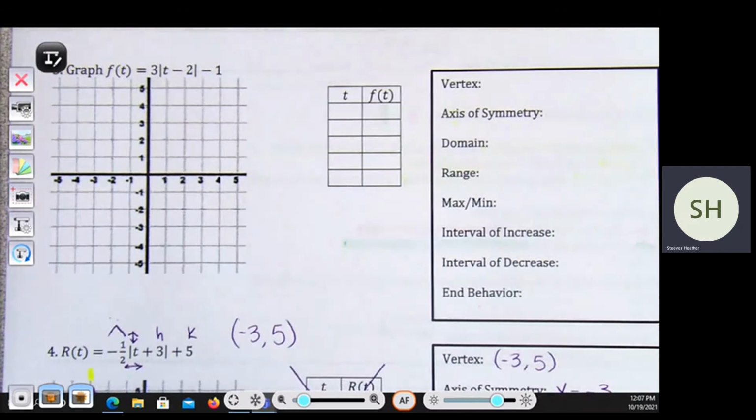Let's see. The axis of symmetry is x, right? It's the x value in the vertex, yes. The domain. The only thing I'm having trouble with is increase and decrease, but I think I got that one. That's correct. Oh my god, look at you guys. You're getting it right. You guys are like big kids now. Axis of symmetry is x. That's perfection so far.